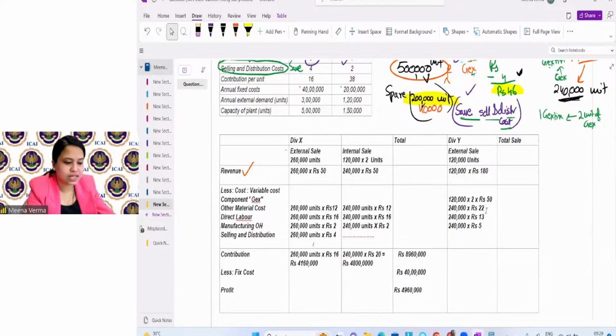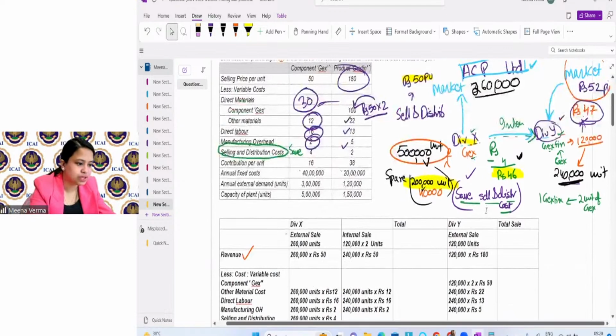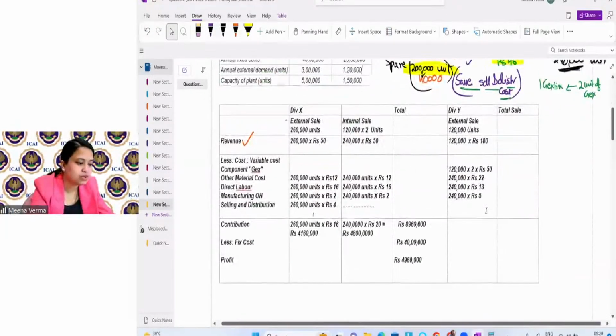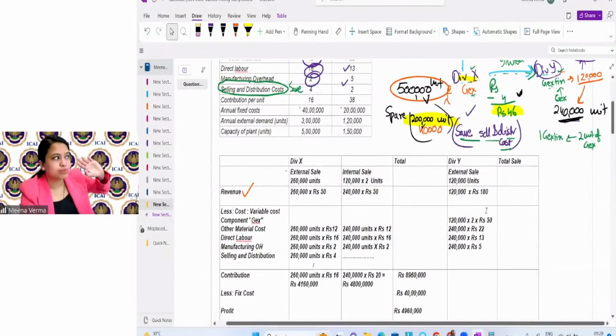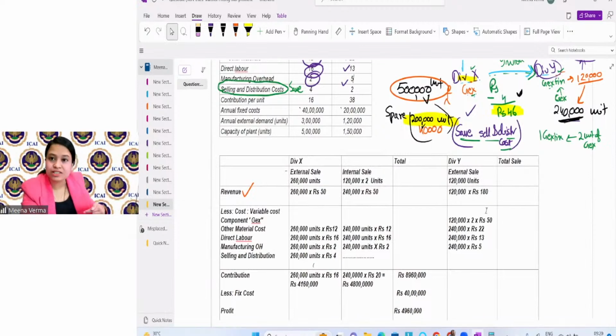Right, these are the costs they are incurring. You can see 22, 13 and 5 is the cost. And selling and distribution we will consider here also, because this is external market. देखो जब भी बाहर बेचना है सामान तो मार्केटिंग करनी पड़ेगी. जब भी अंदर बेचना अपने ही किसी बंदे को, internally when you want to transfer, you don't need to do marketing or advertisement. But when you want to sell the product outside market, you have to do the marketing.